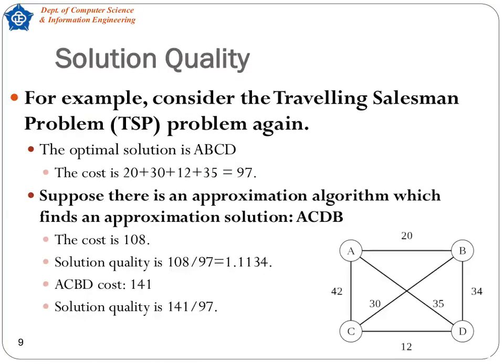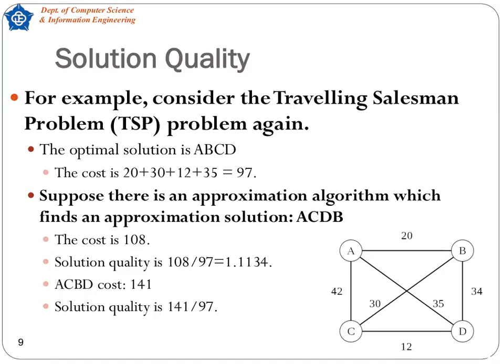Building on that idea, let's look at a simple four-city case in the traveling salesman problem. The optimal tour ABCDA has a total cost of 20 plus 30 plus 12 plus 35 equals 97. Now imagine our approximation algorithm returns ACDBA instead for a cost of 42 plus 12 plus 34 plus 20 equals 108. To quantify its quality, we divide 108 by 97, giving about 1.1134.